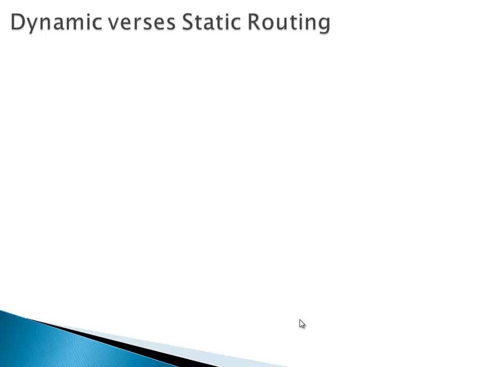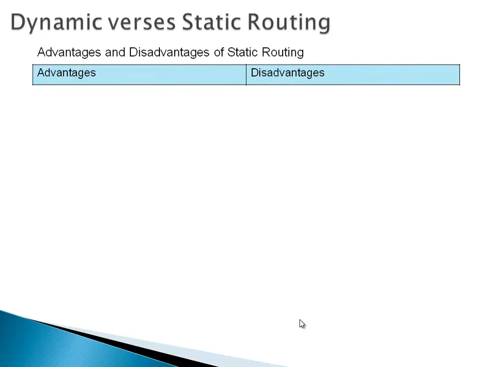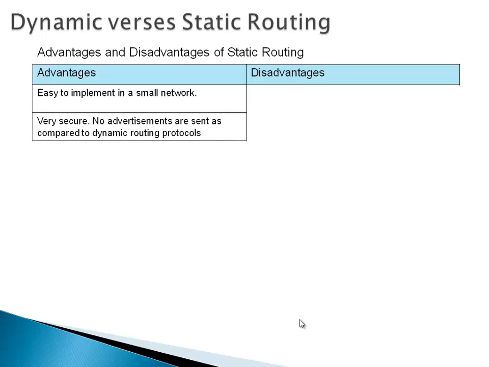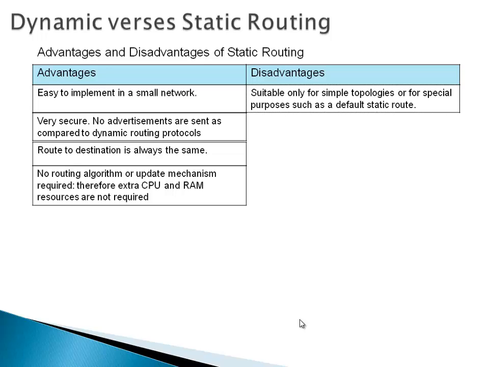Dynamic routing protocols against static routing protocols. Advantages and disadvantages of static routing. Some of the advantages of static routing: it is easy to implement in a very small network, and very secure. No advertisements are sent as compared to dynamic routing protocols. The route destination is always the same, and no routing algorithm or update mechanism is required. Therefore, extra CPU and RAM resources are not required. So we always know the path, how it's going to go from the source to the destination.